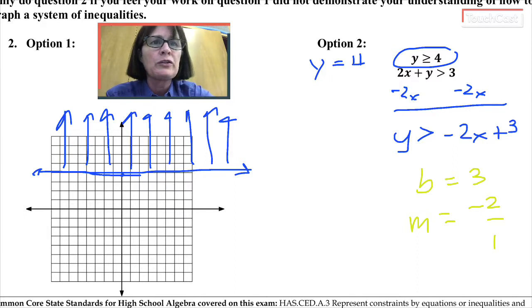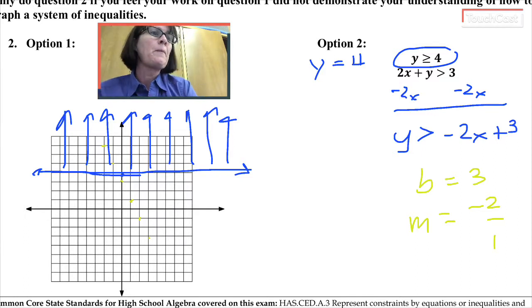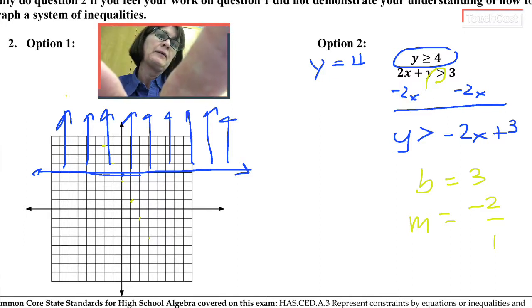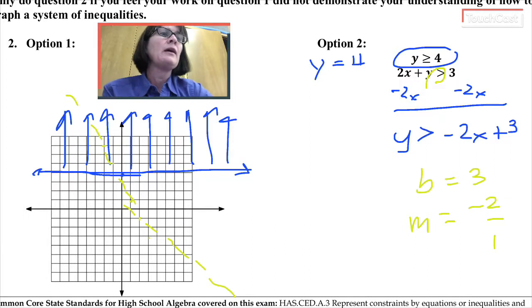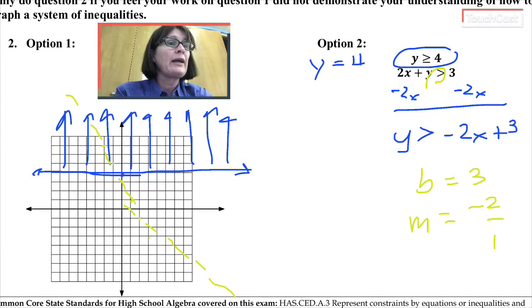So I'm going to start at 1, 2, 3. I'm going to go down 2 spaces over 1, down 2, over 1, down 2, over 1. Notice I could have gone upward, up 2 and backward 1. This time no "or equal to," so I'm going to make a dotted line. And this is a greater than.